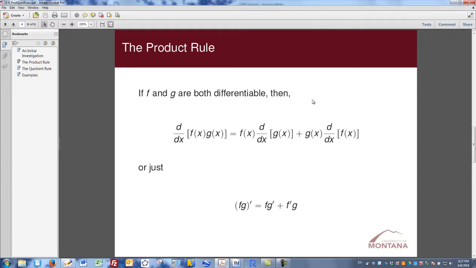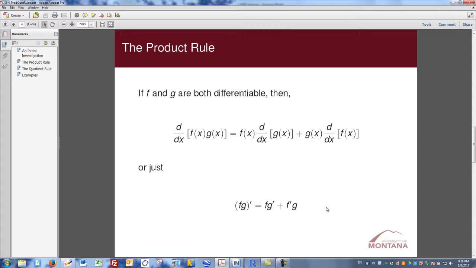If f and g are both differentiable, then the derivative of the product of the two functions f and g is equal to the first times the derivative of the second plus the second times the derivative of the first. Or you could write it as the derivative of the product fg is f times g prime plus f prime times g.